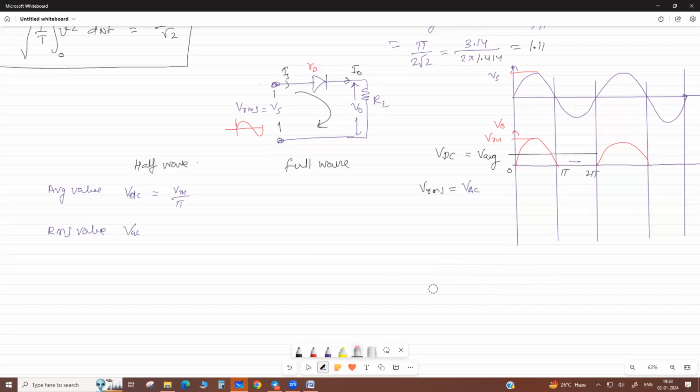For half wave rectifier output it is Vm by pi, and for full wave it is 2 Vm by pi. It is double for full wave because here also we get a pulse in full wave. Okay, that's why it is double. Now the AC value, the RMS value that we calculate in this case, it is Vm by 2 and Im by 2, not root 2. The same will be for current.